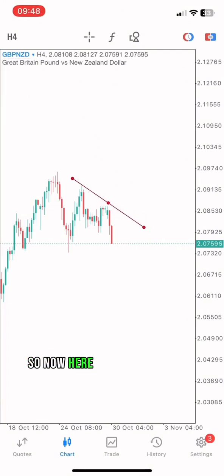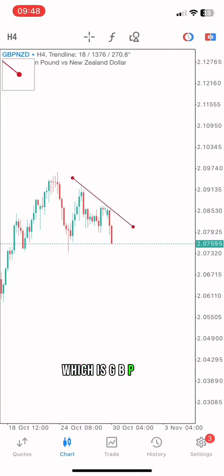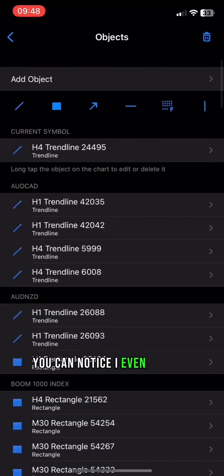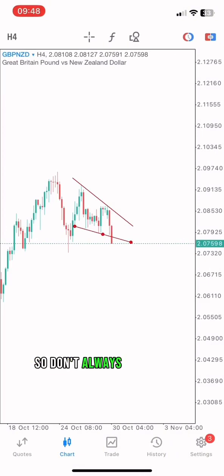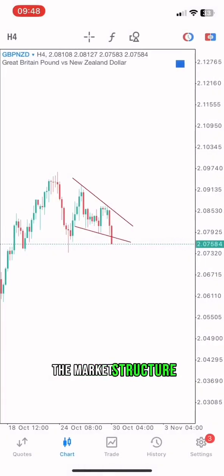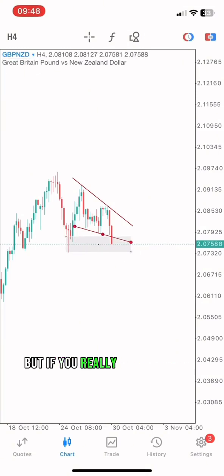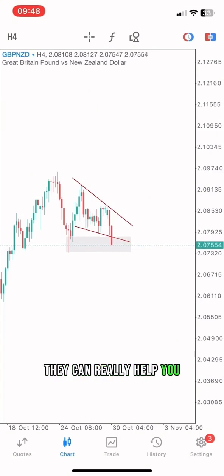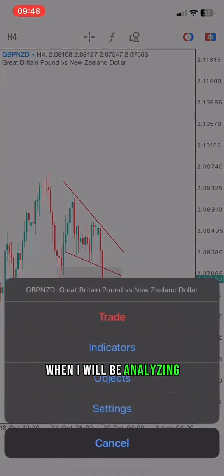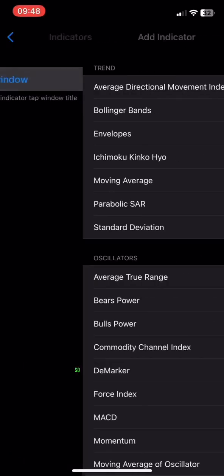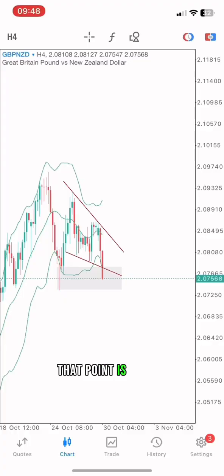So now here we are in another trade, which is GBP NZD. You can notice I haven't used the Bollinger Bands, but I'm still making profit. So don't always rely on the Bollinger Bands, because you can always do it with the trend lines in the market structure. You'll be good to go as well. But if you really want the easy way, I guess you can use the Bollinger Bands. They can really help you. I'm going to be using them when I will be analyzing at a later stage of this video, so don't worry, that point is coming.